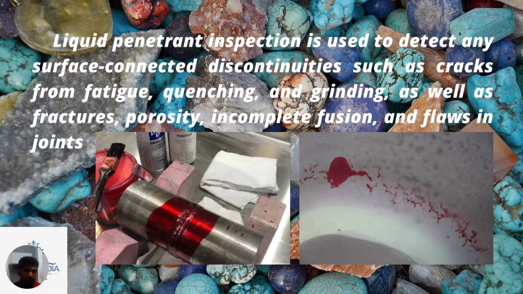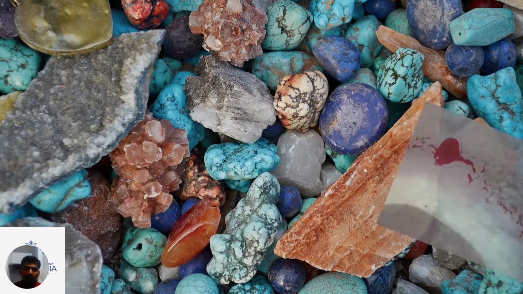Porosity. Porosity is defined as being full of tiny holes that water or air get through. An example of porosity is the quality of a sponge. Incomplete fusion. Incomplete fusion is a weld discontinuity in which fusion did not occur between weld metal and the fusion faces or adjoining weld beads. This is the image of cracks and applying penetrant.